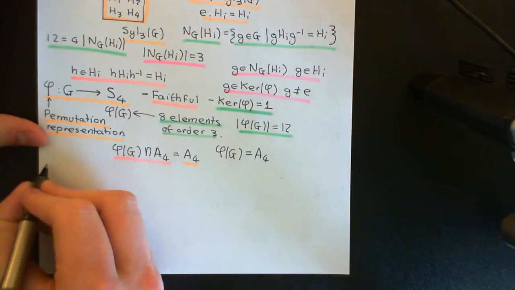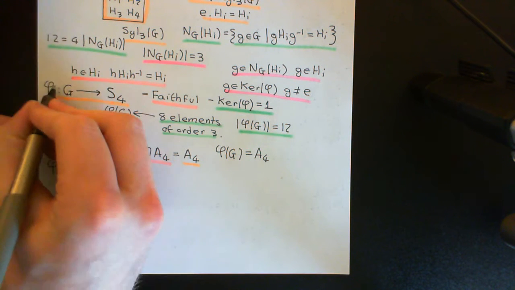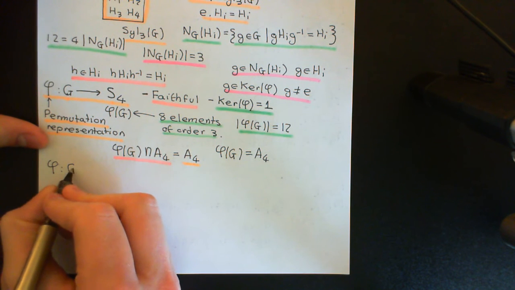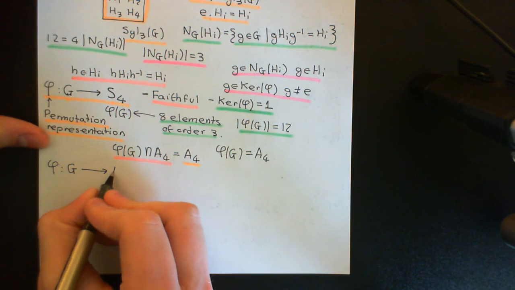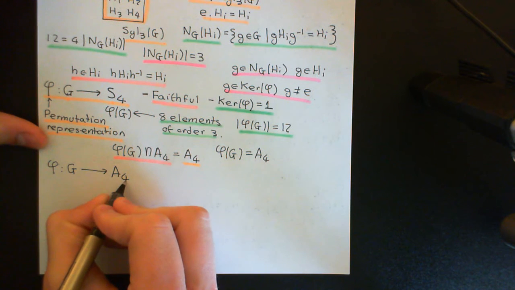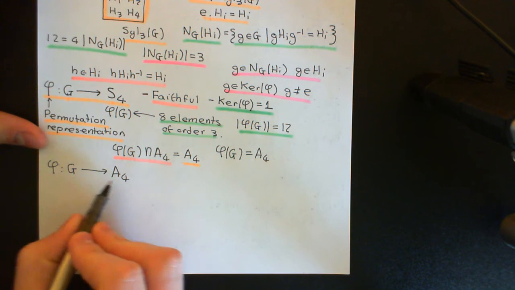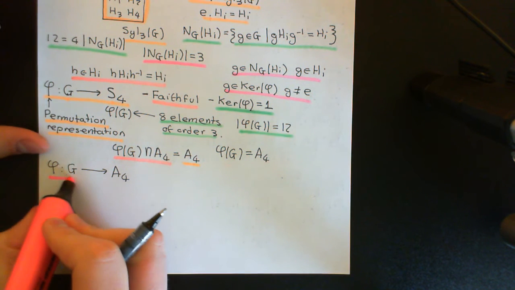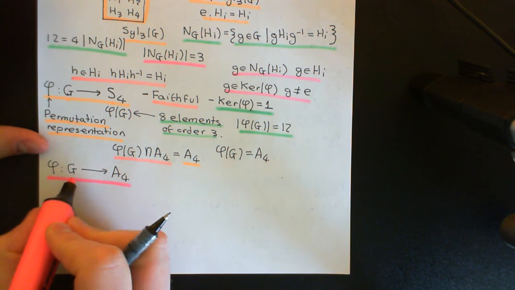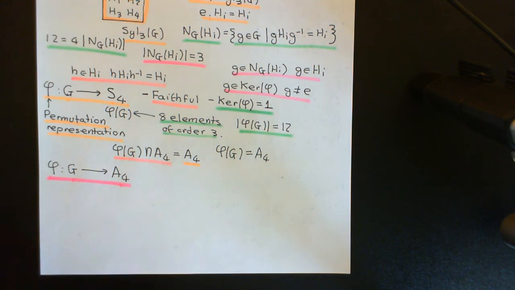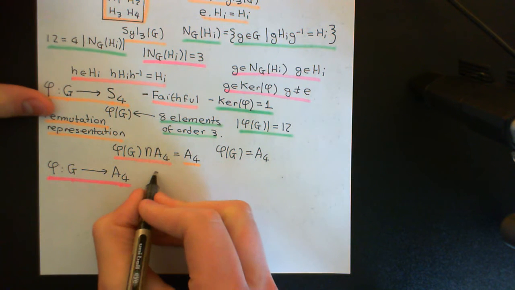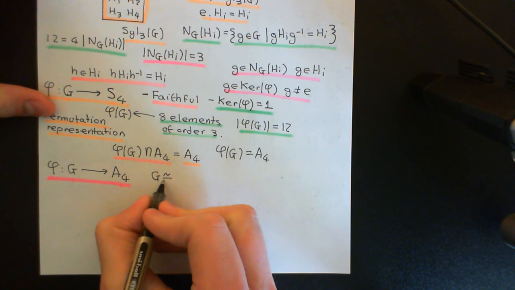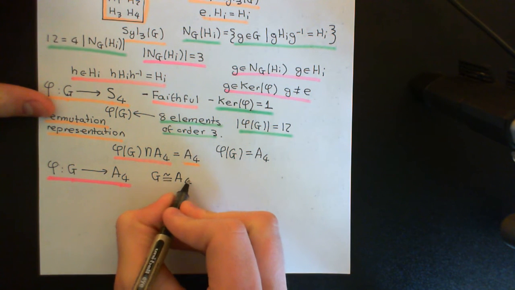Now what I can do is reduce my group homomorphism down here, reduce the size of the codomain down to A4, okay, and I will now have an injective surjective group homomorphism, otherwise known as an isomorphism. So I have devised here an isomorphism from my group capital G to A4, hence I have shown you that G is isomorphic to the alternating group on the set of 4 elements.